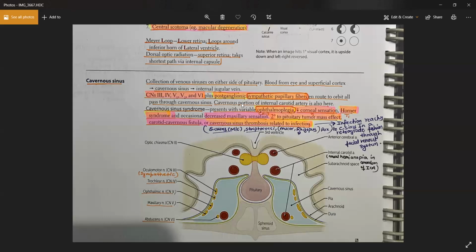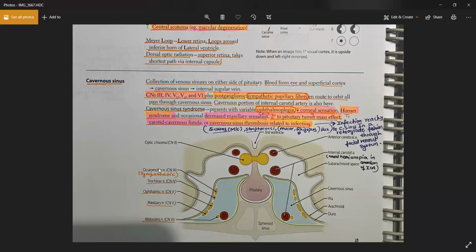Right. In case of complete damage of the third nerve, including the motor nucleus as well as the Edinger-Westphal nucleus, you will have a fixed pupil. Your eye cannot move in any direction, and your pupil cannot move at all, right? If you have Horner syndrome, that will only damage the postganglionic sympathetic pupillary fibers. In that case, your third nerve is normal. You will have a constriction, miosis.